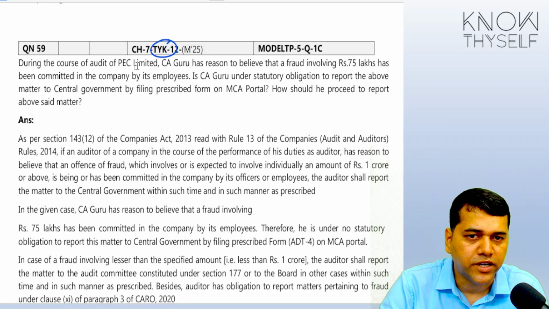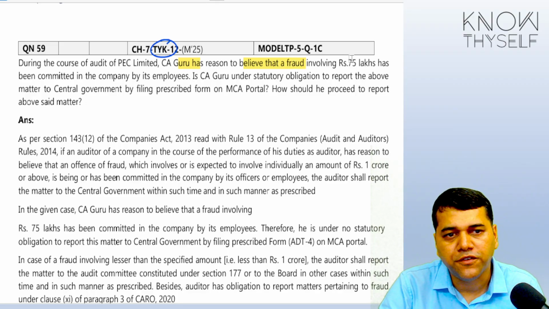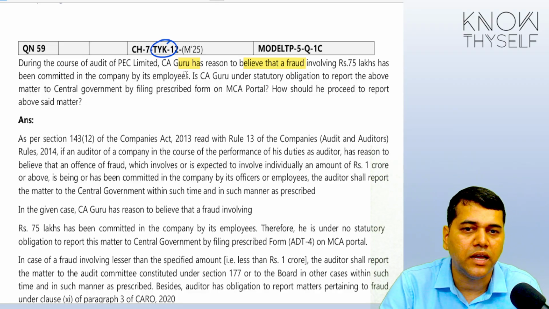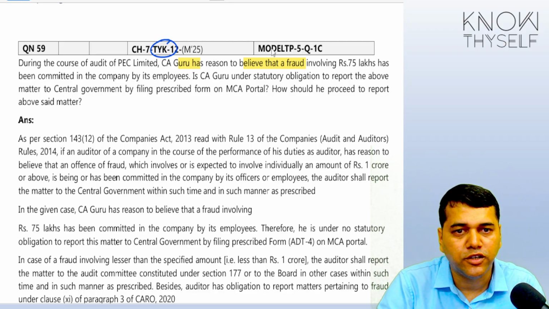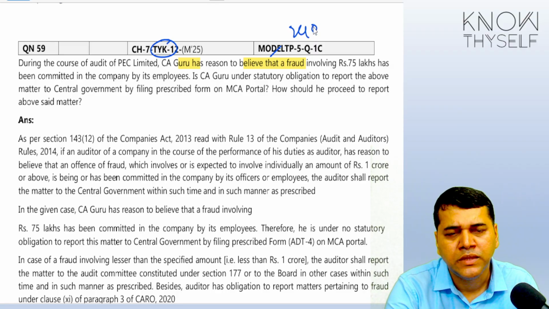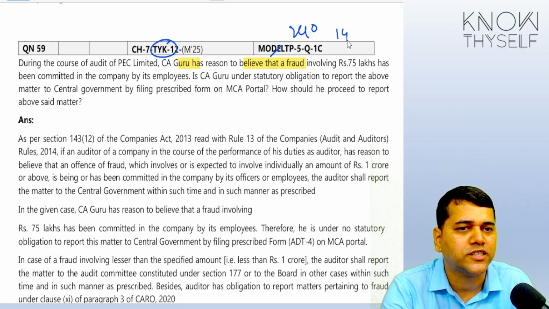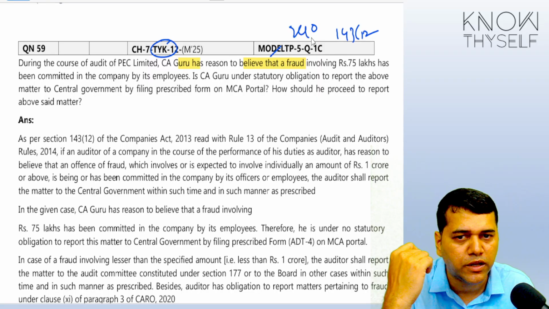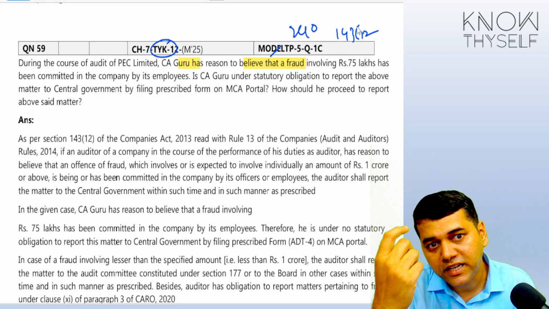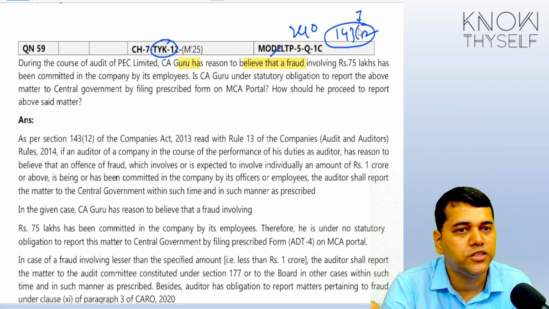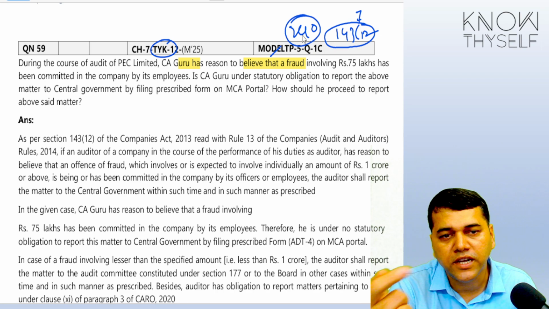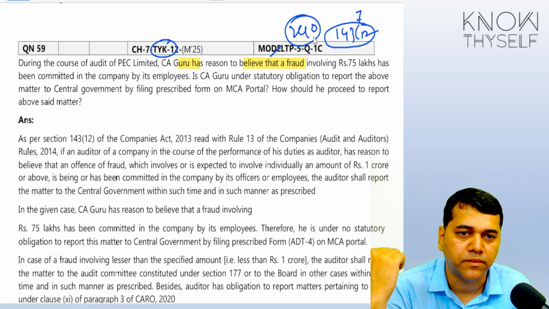During the course of audit, Guru has a reason to believe that a fraud of 75 lakhs has been committed by the employees. Okay. So this will take your mind to SA 240 also, but it doesn't matter. In 240 also you have quoted section 143 subsection 12. It would have fetched you 1 mark. But if it is related to chapter number 7, then majority will be the procedures. If it is 240 related, then you have to write the answer as per 240.